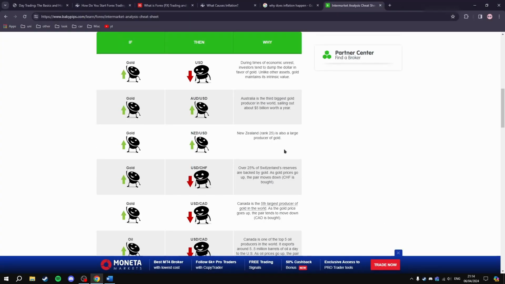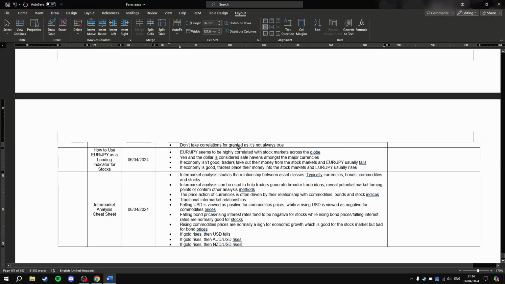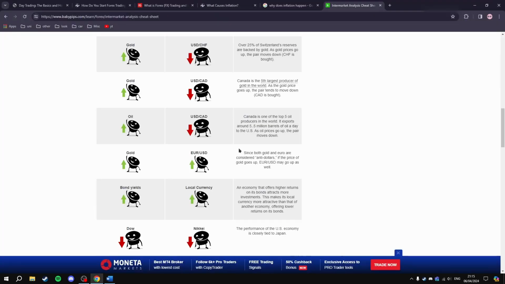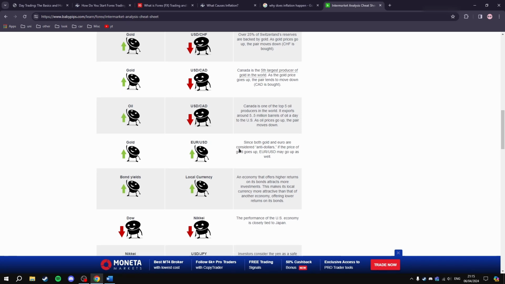Right, okay. If gold rises, then USD/CHF falls. Over 25% of Switzerland's reserves are backed by gold. As gold prices go up, the pair moves down. CHF is bought. Right?